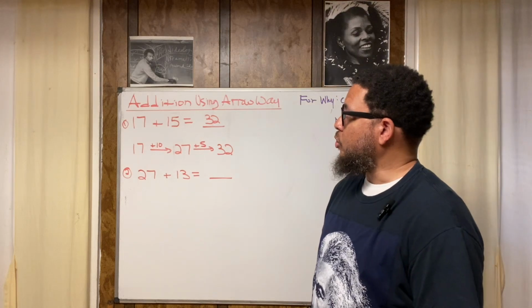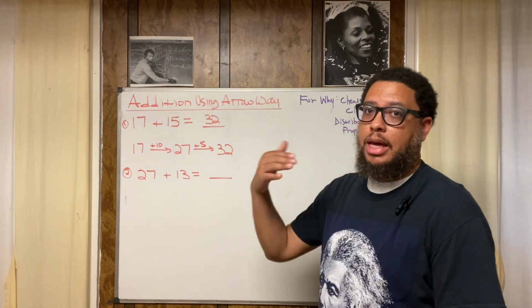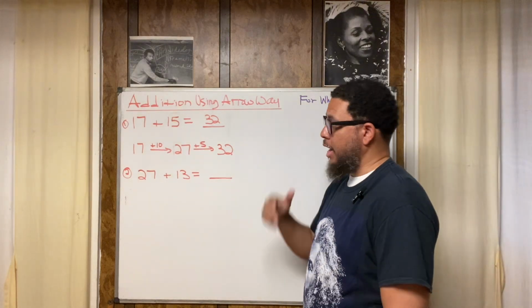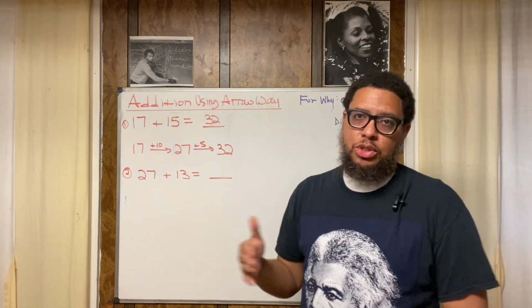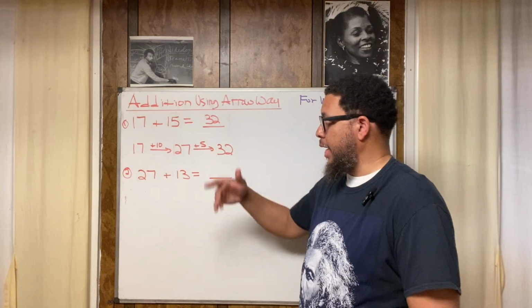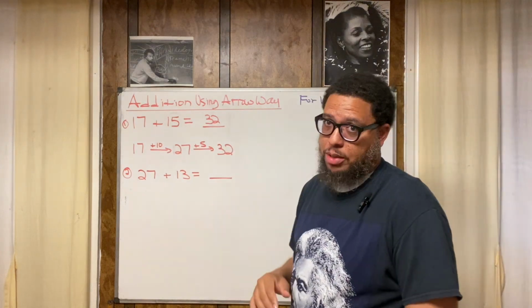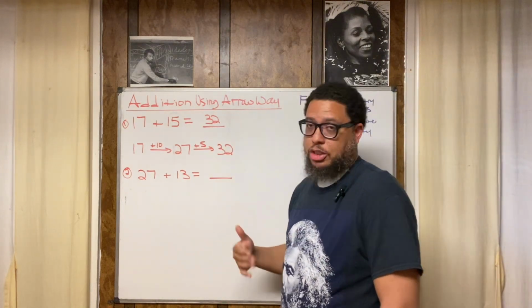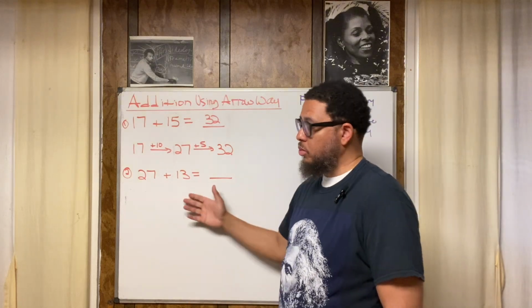We are using addition, or we're going to be adding using the arrow way. Now, arrow way is something that, depending upon what school your child goes to, they might be introduced to in the second grade or the first grade, right? We're adding 2-digit numbers. I got 2 examples up here. The first one is already worked out. So I'm going to just explain to you what I did. And then we're going to do number 2 together.